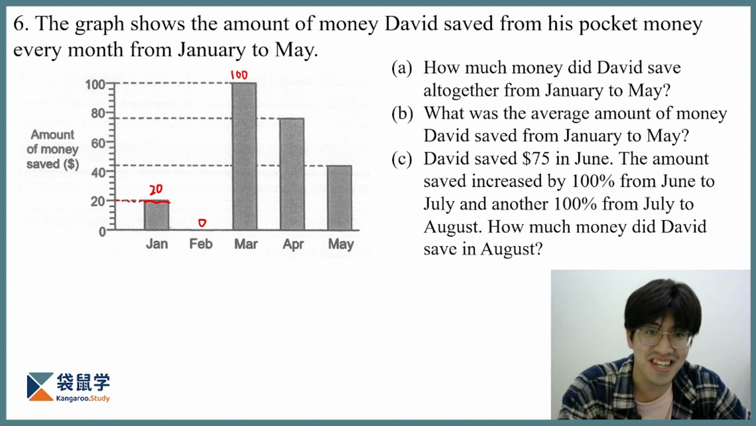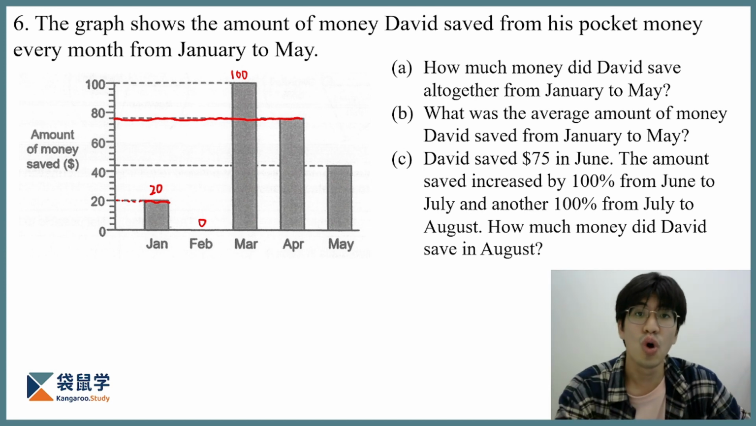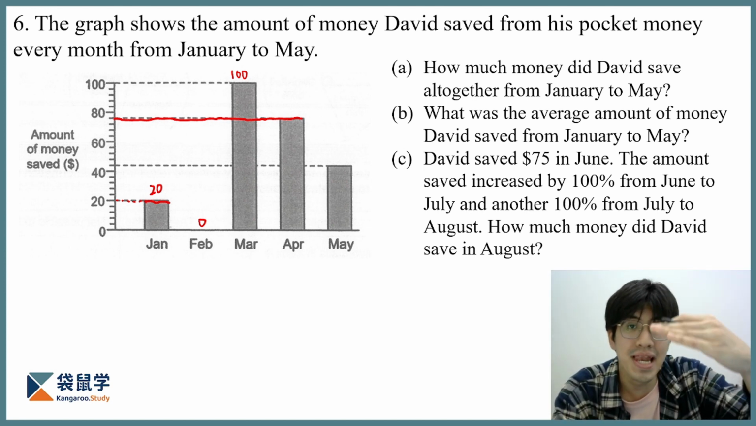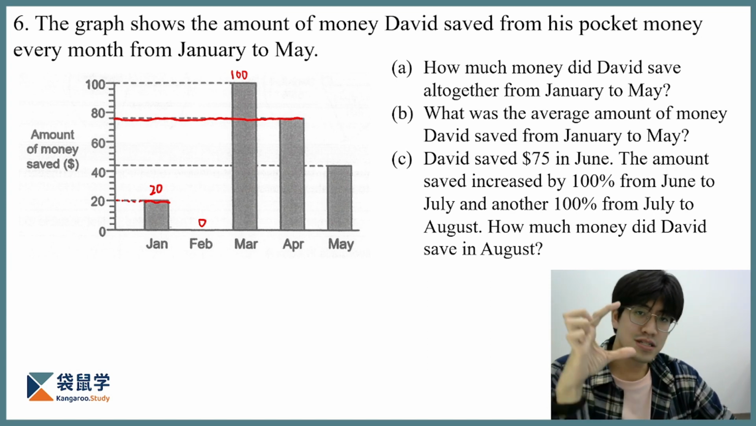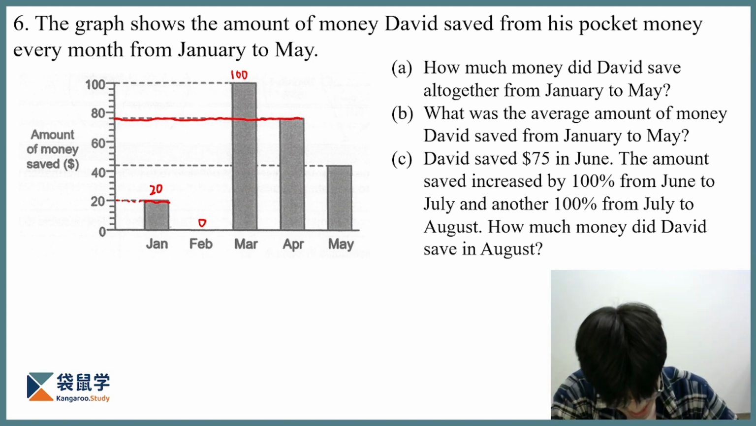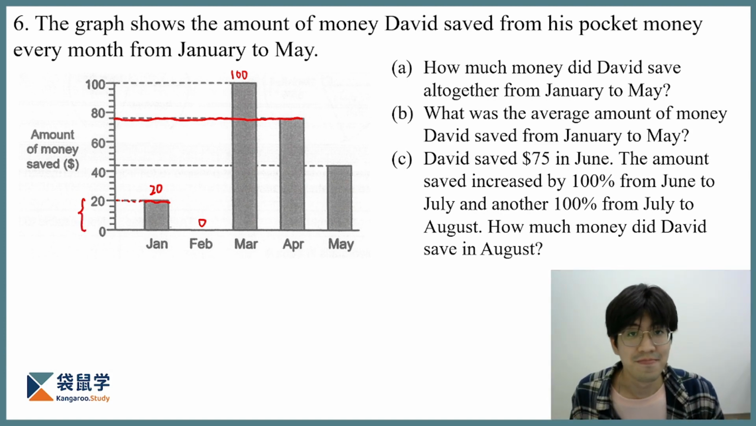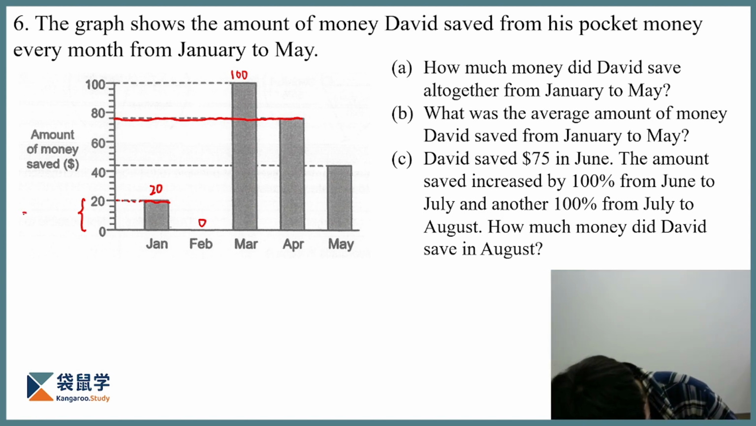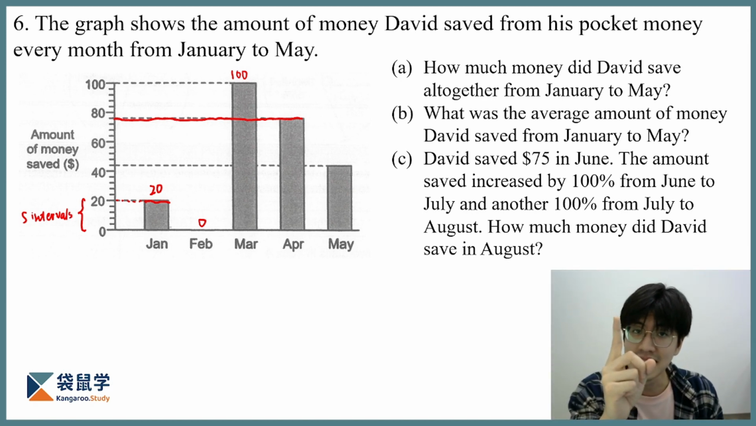What about April? So this is slightly tricky because we see for April, does it correspond to 80? No, it is one interval below 80. So what do we need to do? We have to figure out what does one interval correspond to. If we look at the vertical axis, how many intervals add up to 20? 5. So 5 intervals add up to 20, meaning that one interval is 4.